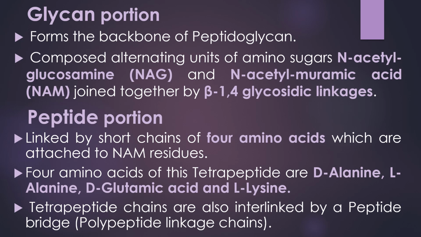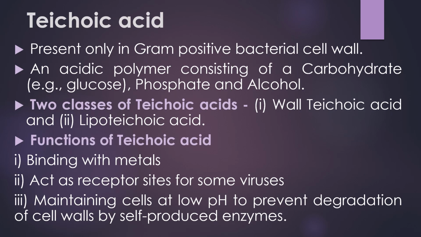The chains called tetrapeptide chains are also interlinked by a peptide bridge, which is also called the polypeptide linkage chains. So the peptidoglycan contains two main portions. One is the peptide portion, which represents the amino acids, and the second one is the glycan portion, which represents the sugar portion. And the teichoic acids. The teichoic acid is one of the very major and important components present in the gram-positive cell wall, and it is present only in the gram-positive cell wall and absent in the gram-negative cell wall.